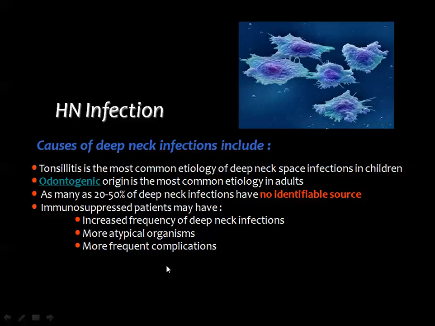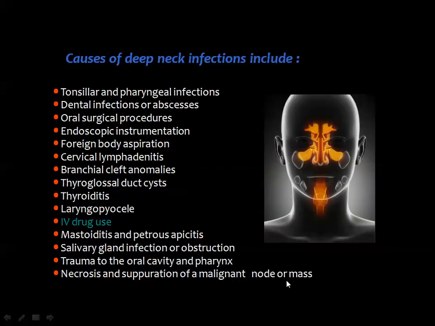The infection, especially noted in immunosuppressed patients, may have increased frequency, recurrent attacks, and the presence of atypical organisms, and they are more prone to some of the complications. And there is a very big list for head and neck or deep neck infections. As I mentioned, the tonsils are responsible for the major role in children. Dental infections are responsible for the major role in adults.